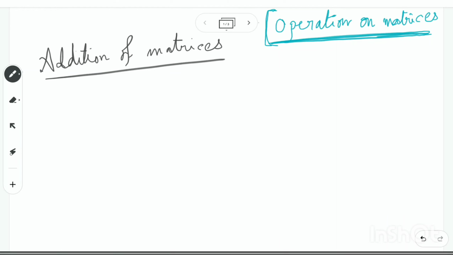Welcome to Flawless Mathematics. Today I will discuss operations on matrices. Yesterday I discussed what a matrix is, what the order of a matrix is, and the types of matrix.